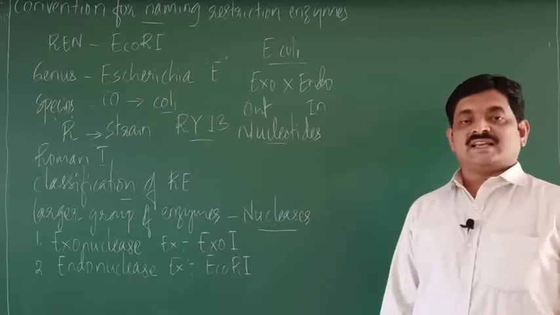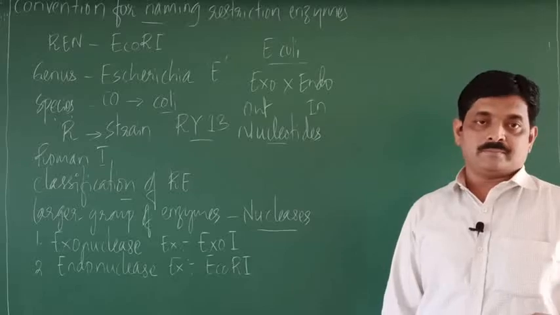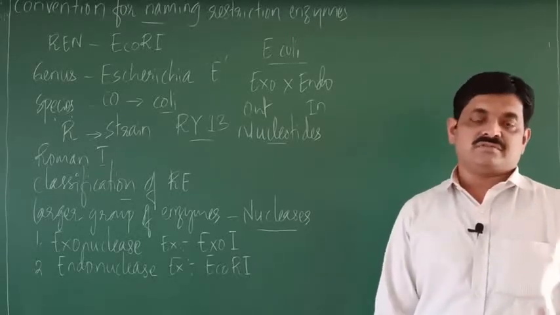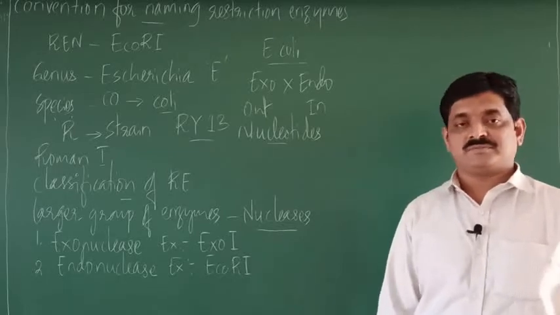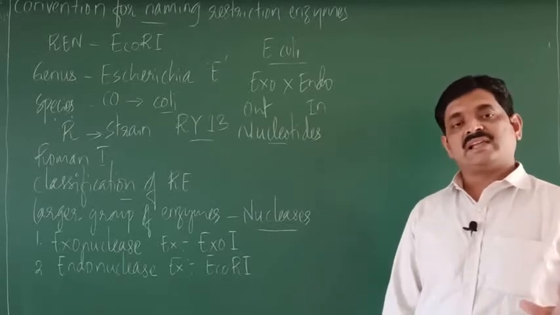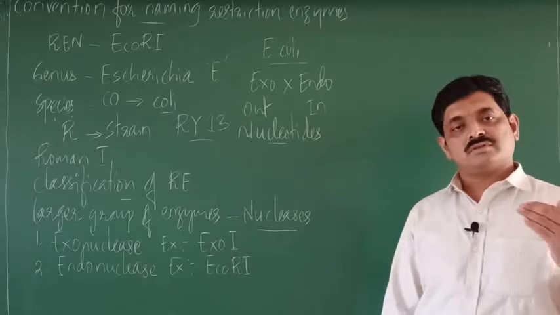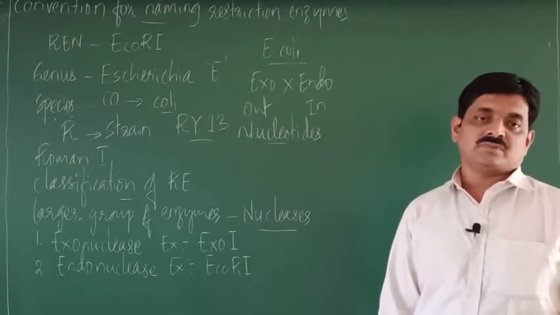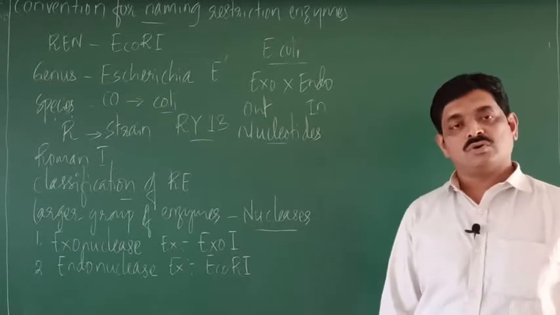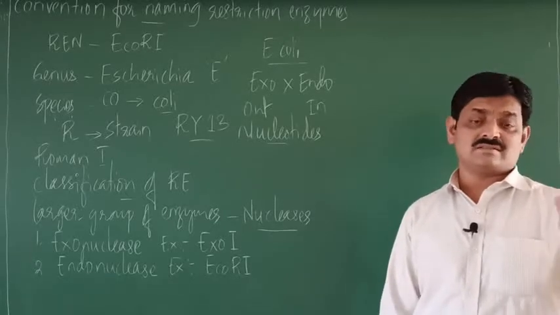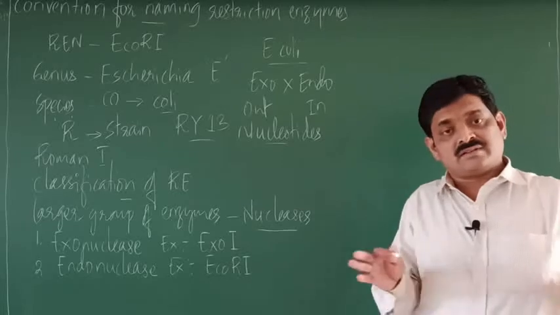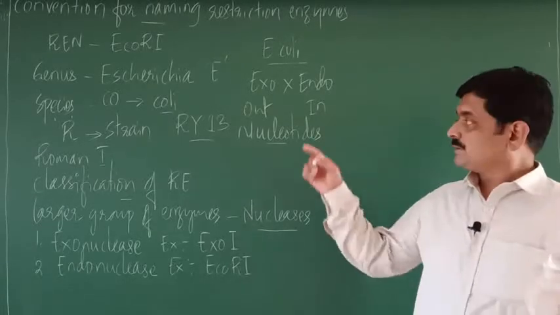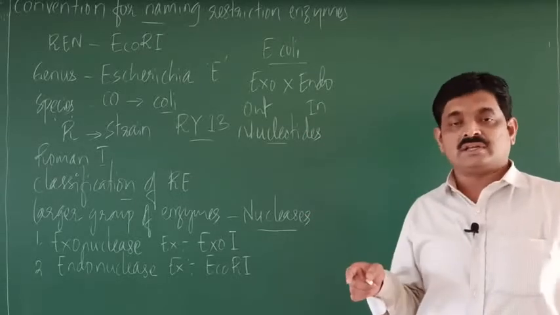So exonuclease is an enzyme that removes the nucleotides of DNA from the ends. So exonuclease removes the nucleotides from the ends. That's why it is called exonuclease. In simple words, it cuts the DNA from the ends and the nucleotides are removed. Exactly opposite is the endonuclease.